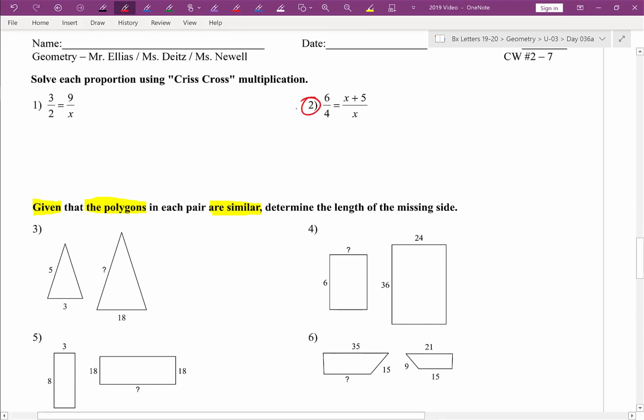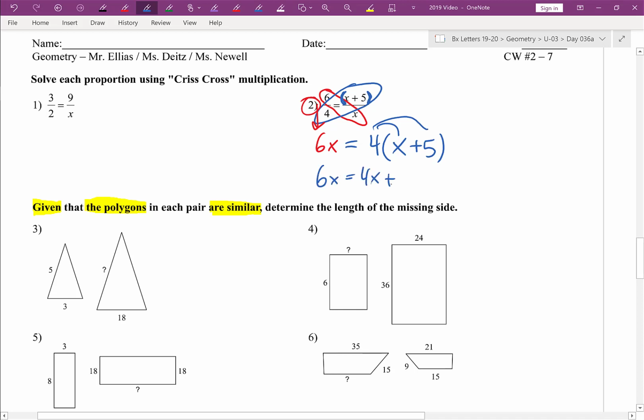So in 2, we have a proportion. That's a fraction equal to a fraction, so we're allowed to cross multiply. We're going to get 6x. The trick to this one is recognizing that it's 4 times that quantity. It's 4 times everything inside those parentheses that you're allowed to put there. And when you see it like this, it's obvious you have to distribute. So now you have 6x equals 4 times x and 4 times 5, which is 20. And now we have a nice algebraic equation we can solve.